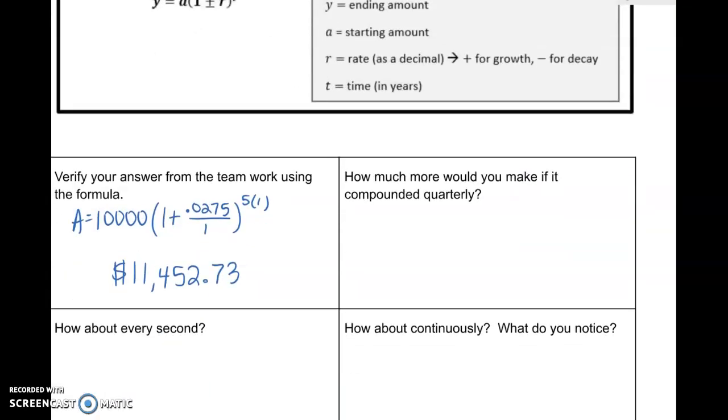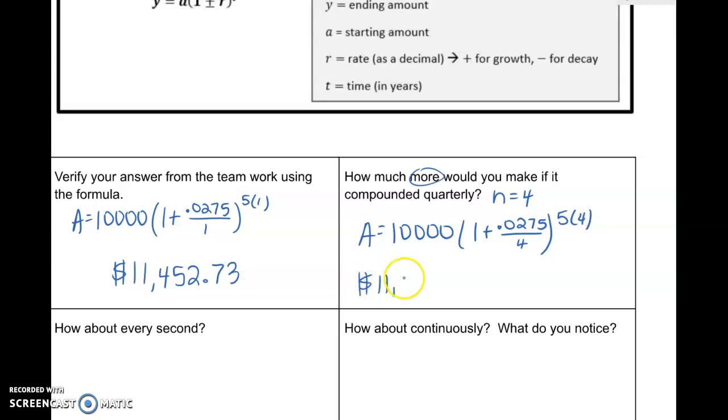So moving to the right side, it says how much more would you make if you were compounded quarterly? Compounded quarterly means we're going to compound 4 times. So it's the same formula, A equals 10,000 times 1 plus 0.0275 divided by 4, raised to the power of 5 times 4. When you plug that into your calculator, you should get approximately $11,468.62. But that doesn't answer our question because it says how much more.